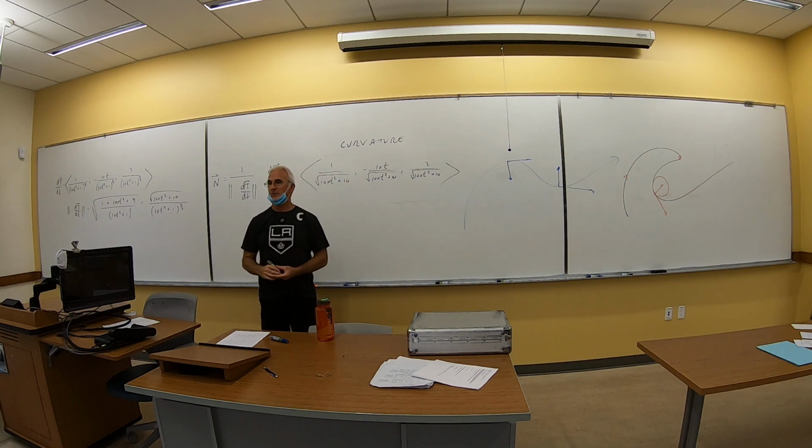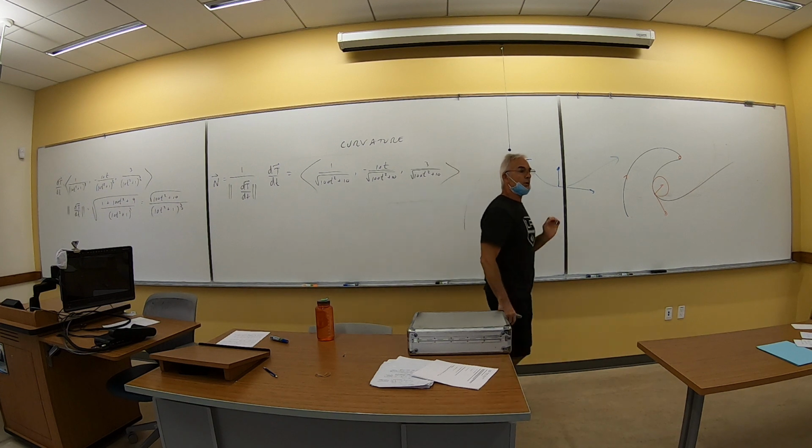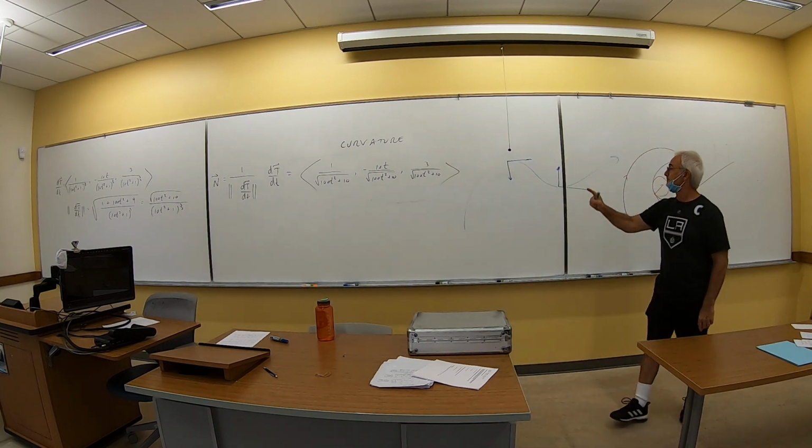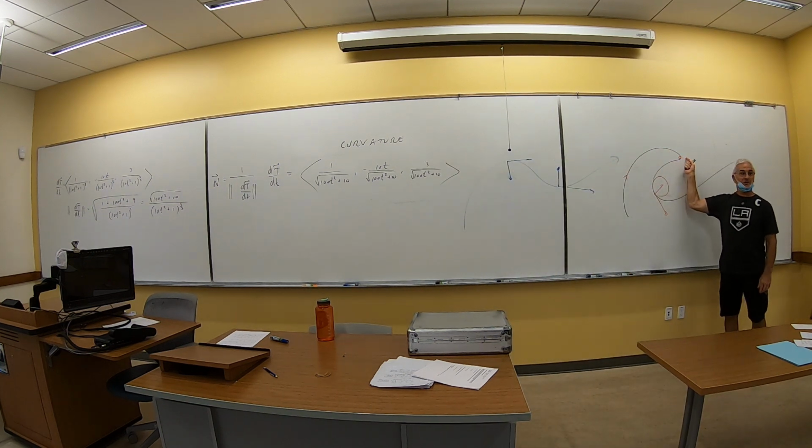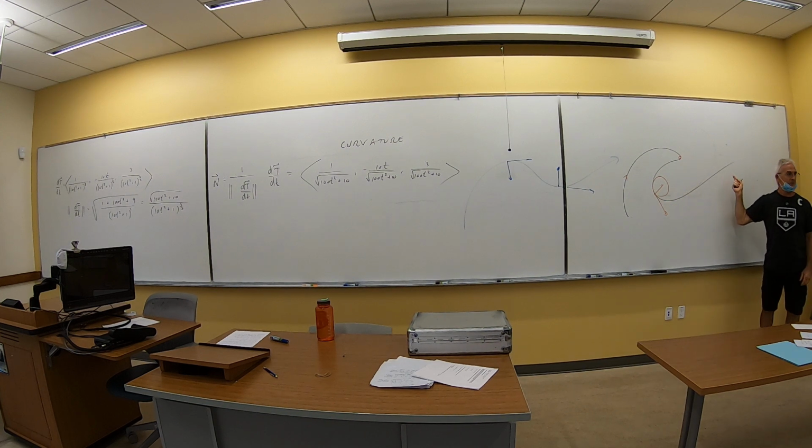Curvature is a measure of how curvy you are. So the more curvy, the smaller the circle. We'd say there's tremendous curve here. The straighter, the more, right? Less curvature because it's more straight. Big circle, little curvature. Small circle, big curvature.